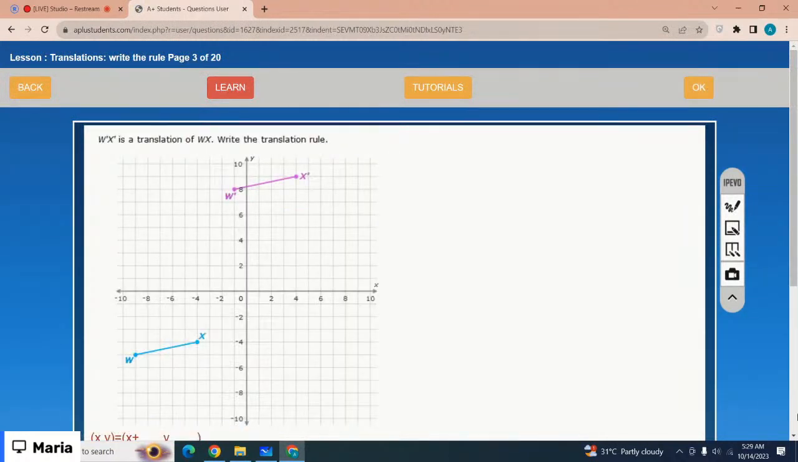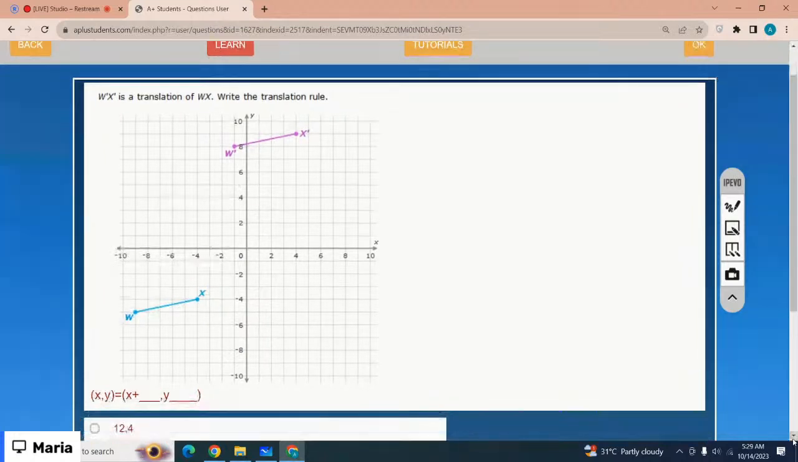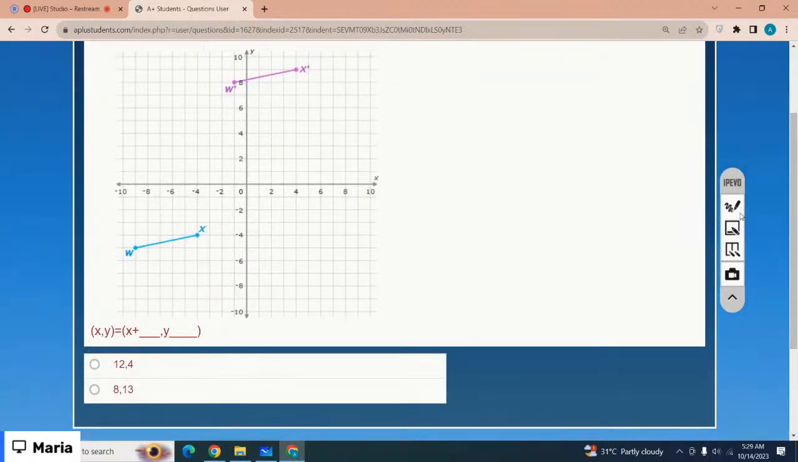Okay, W dash X dash is the translation of WX. Write the translation rule. Okay, W you moved right. How much right? From negative 9 you move. That means you moved 8 points right. Right? And X moved up. How much up? 4 and 9, 13 points up. That is 8 and 13. Right? The correct option is 8 and 13. Option 2 is the correct option.